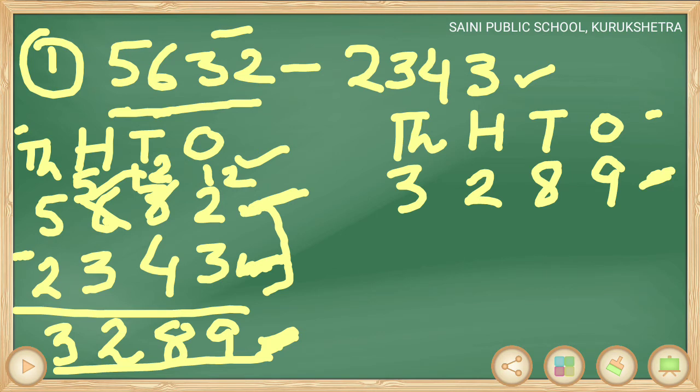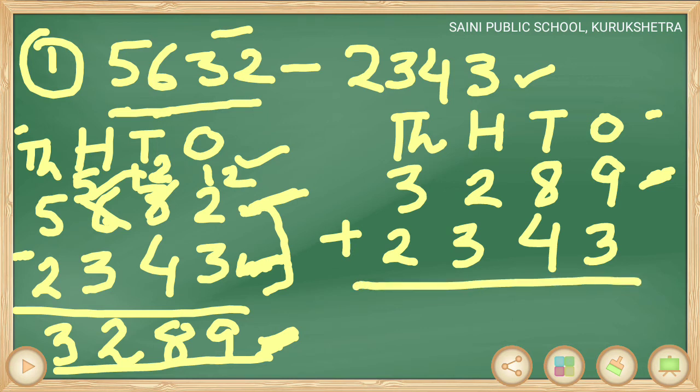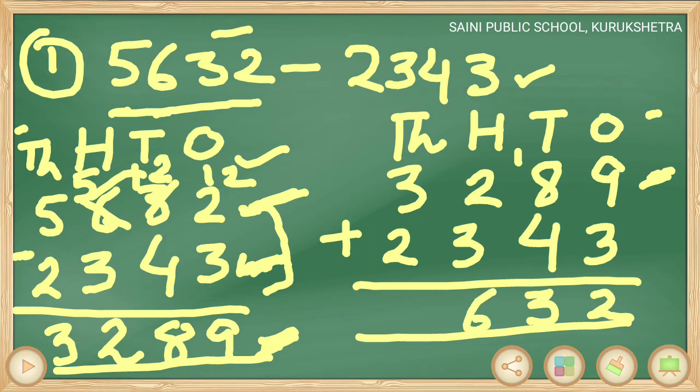Now write the lower number in the same way, place wise 3, 4, 3 and 2, and put a plus sign here. Now we will add these two numbers. 9 plus 3, 12, 1 carry. 8 plus 4, 12 plus 1, 13, again 1 carry. 3 plus 2, 5 plus 1, 6. Now here 3 plus 2, 5. So our answer is 5632. So this is equal to the bigger number. It means our subtraction is right.